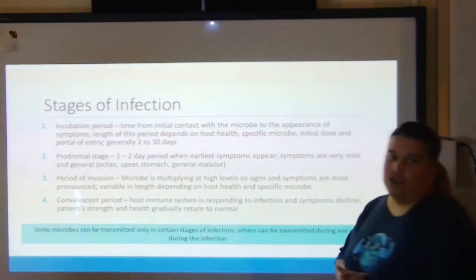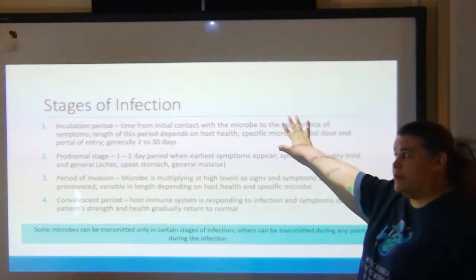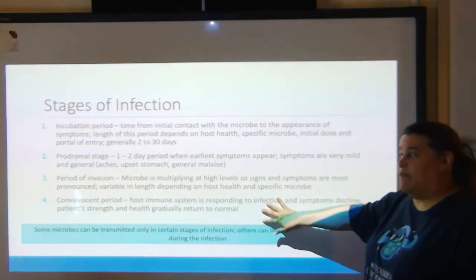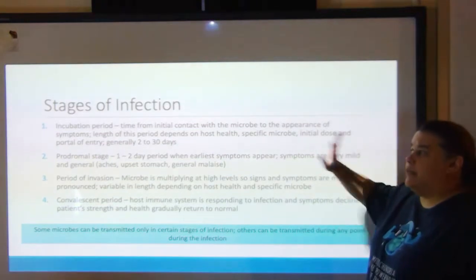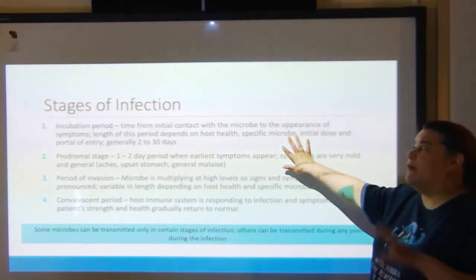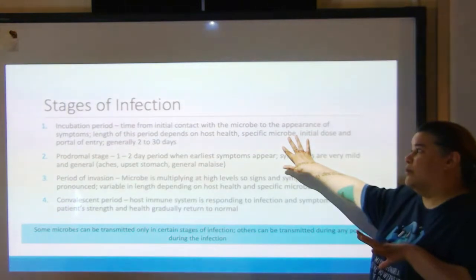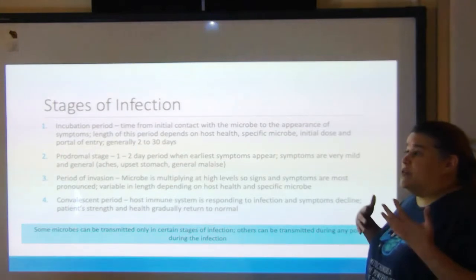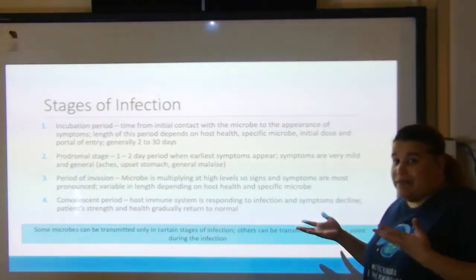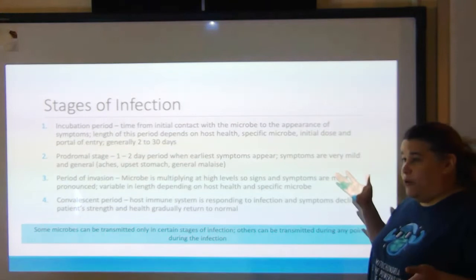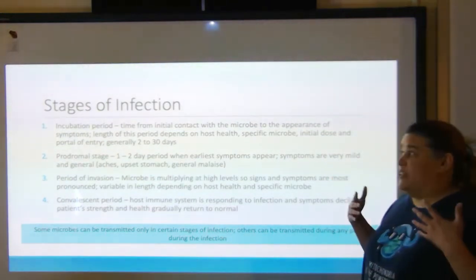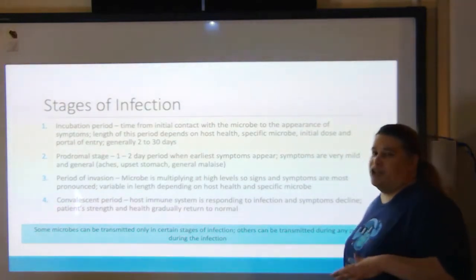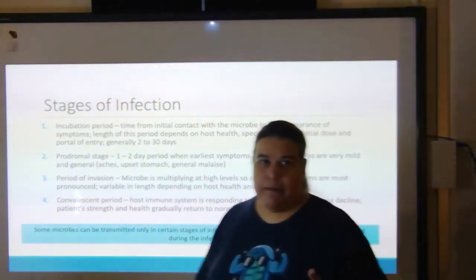The stages of an infection. You have the incubation period, the prodromal stage, the period of invasion, and then the convalescent period. Incubation period. It's the time from the initial contact with the microbe to the actual appearance of symptoms. The length of the period depends on how healthy the host is, what specific microbe invaded your body, what the initial dose was, and what the portal of entry was. Generally, incubation can be anywhere from 2 days to 30 days.